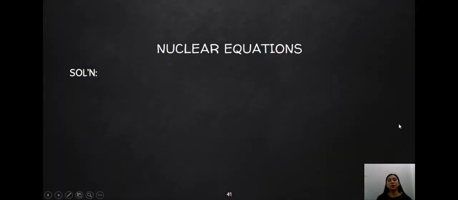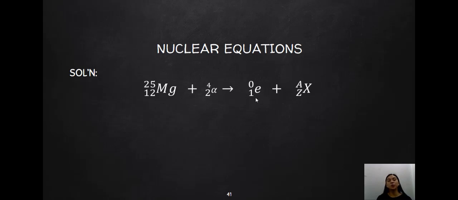So your solution, of course, is to write first the nuclear equation. You have magnesium-25 and it will react with an alpha particle. And it will produce a positron, which is just a beta particle with a positive charge, and a nuclide of another element, which we represent as your X. Now, simply, as we have been doing, you just add the mass number of the products, and it should be equal to the mass number of the reactants. And you have to add the atomic number of the reactants and equate it to the atomic number of the products. So parang magiging ganito siya.